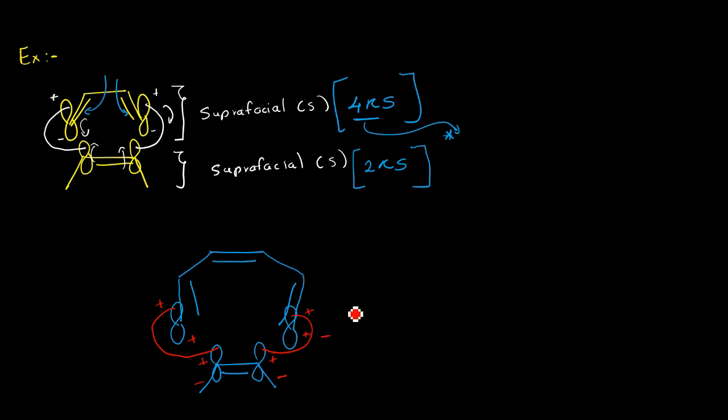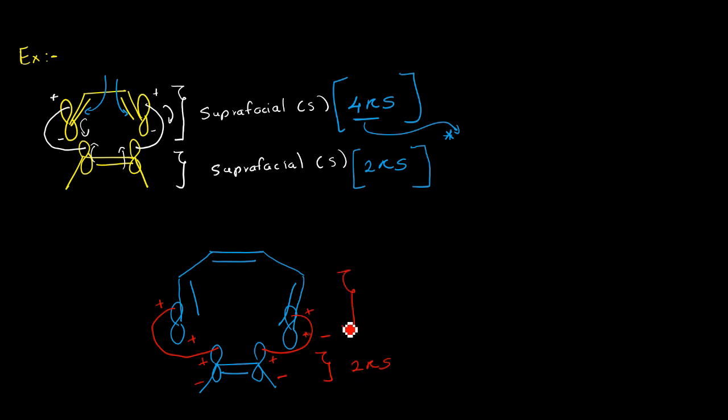How can we write it? First we have to identify the number of pi electrons which are involved in the particular interaction. So if you look at this segment, there are only 2 pi electrons, so it's going to be 2 pi. And the faciality, both interactions are forming from the same side, so it's going to be suprafacial.